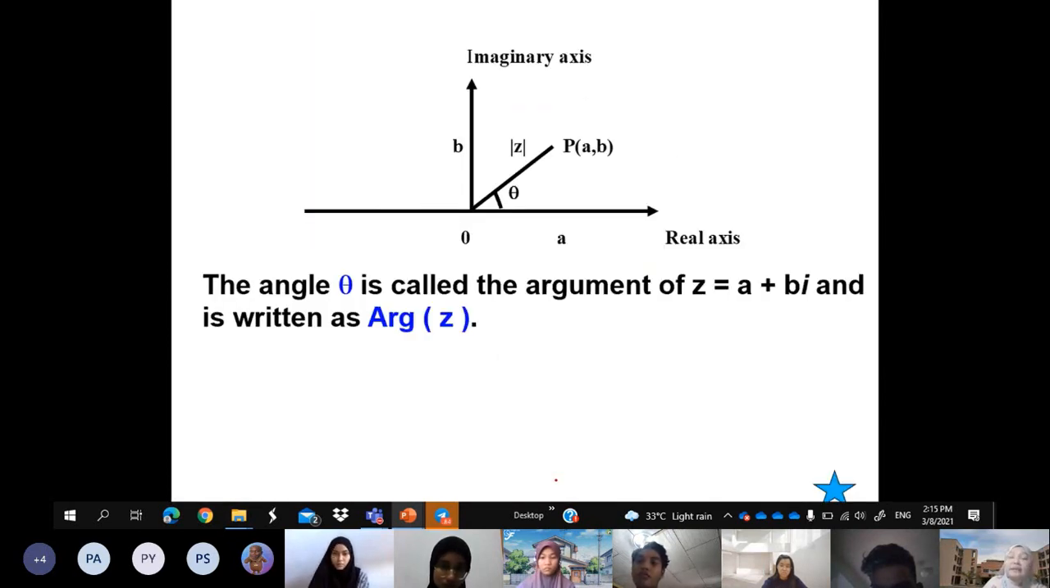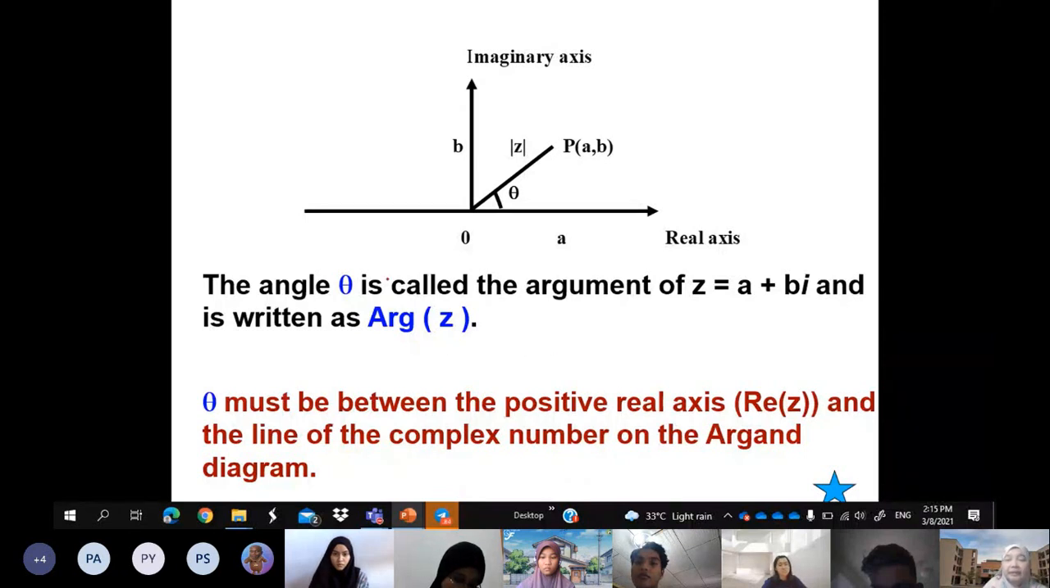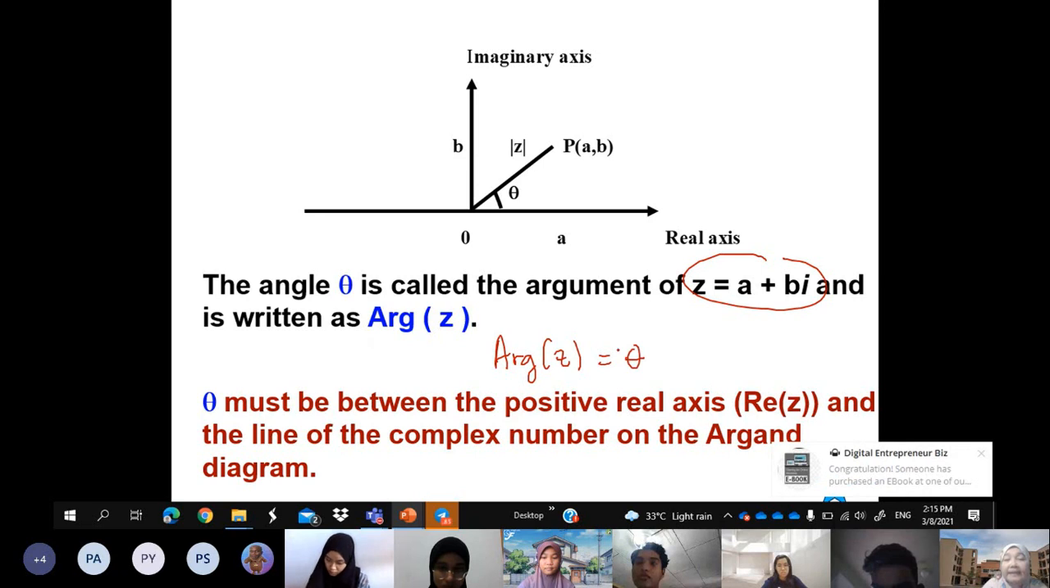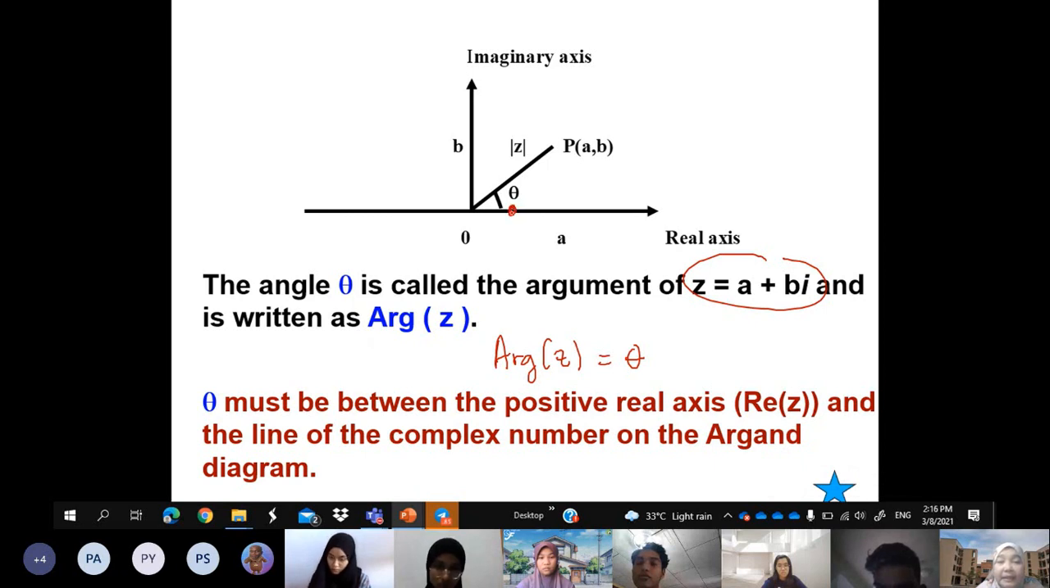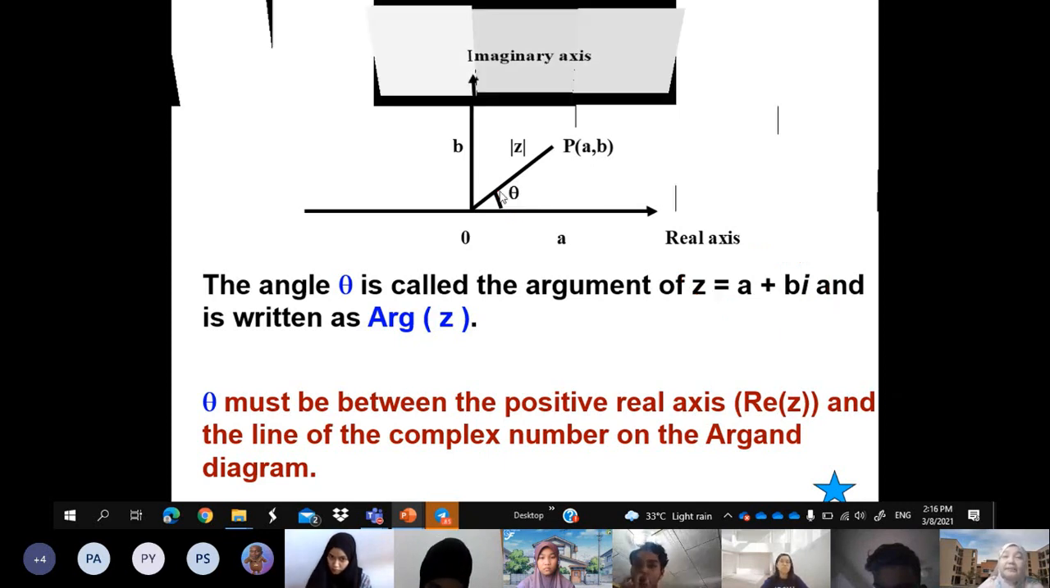How to find the angle? The angle is called the argument of Z, A plus BI, and normally we write argument of Z is equal to theta, and theta is measured starting from the positive X axis to the line. This is theta when P lies in the first quadrant.